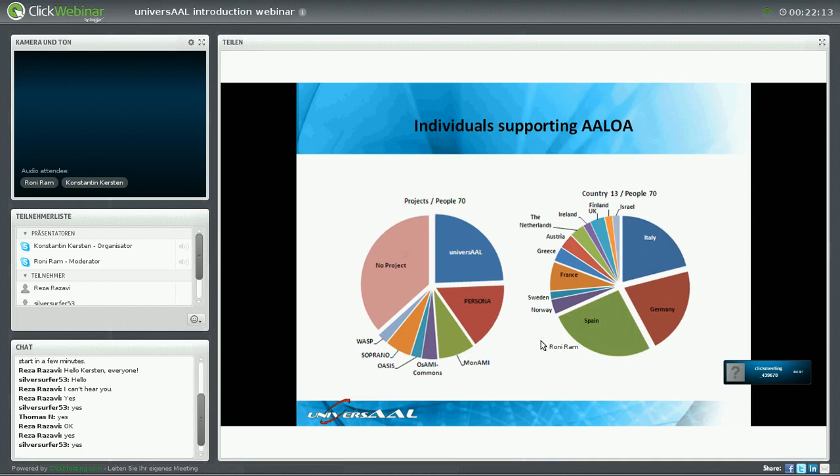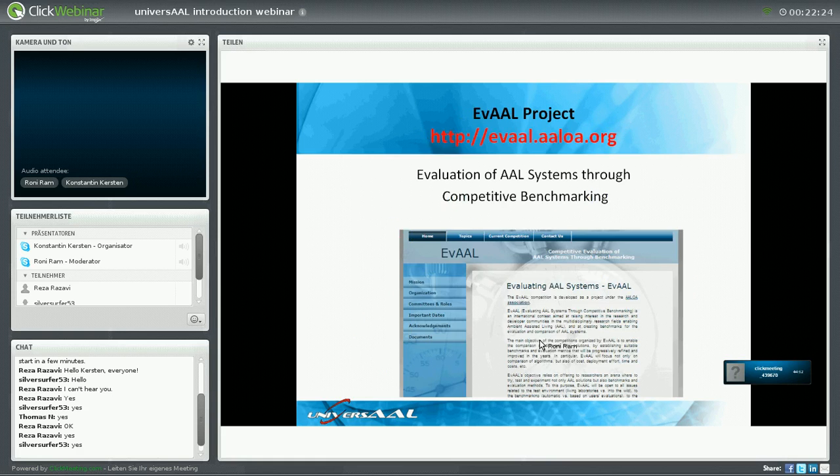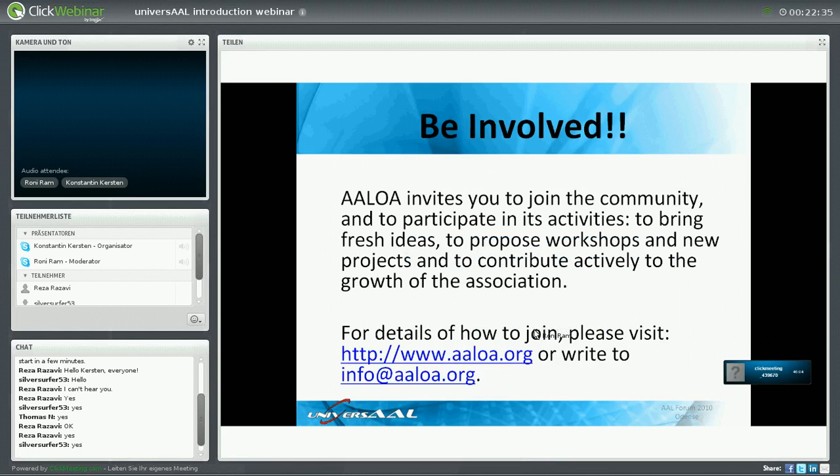These charts represent the projects and the countries that support ALOA. We have 13 countries that are involved and 7 projects. The competition that I mentioned before is called eval, and additional information on this competition can be found in the website. So our message to you is to be involved. ALOA invites you to join the community and to participate in its activities, to bring fresh ideas, to propose workshops and new projects, and to contribute actively to the growth of the association.